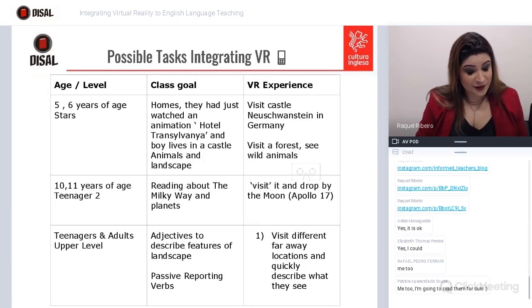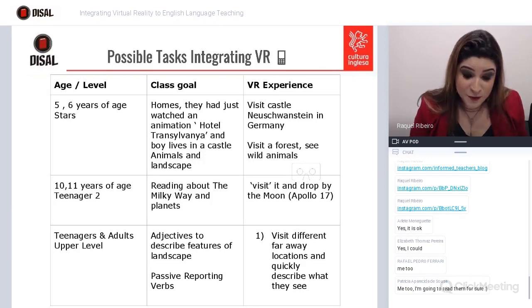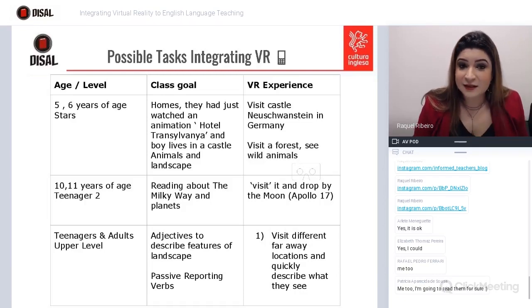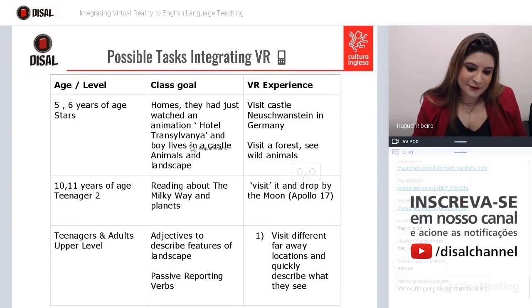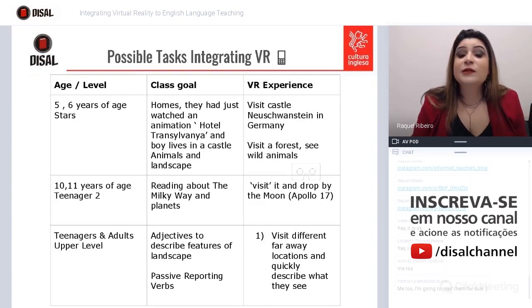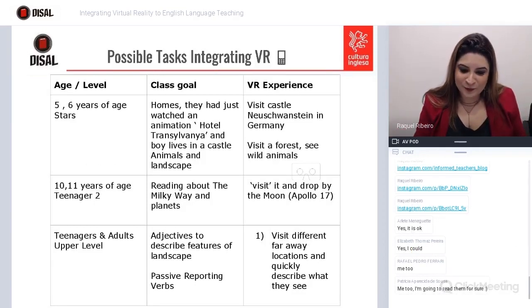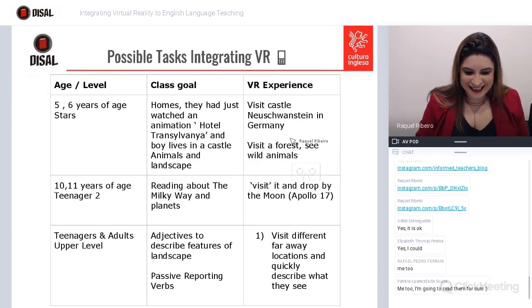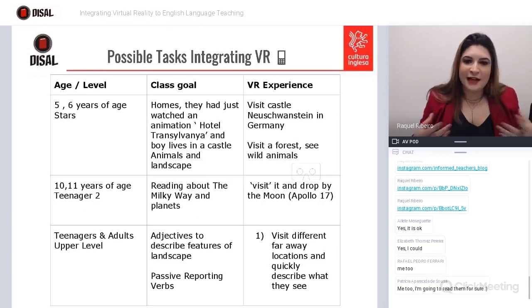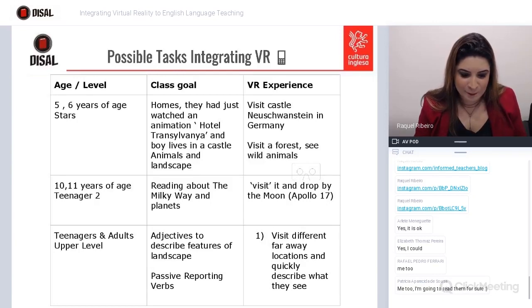Very young learners studied about homes. They watched an animation about Hotel Transylvania. If you know cartoons, you know what I'm talking about. There is this boy who lives in a castle, and then visiting a castle, they had the feeling of crossing the bridge over a castle. I just can't pronounce this name, which is in Germany. Also animals in a landscape, and they come and say lion or elephant or the animals they can see.